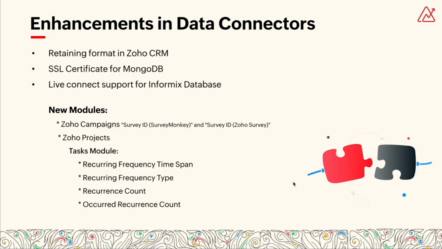Next up, we have also introduced new modules in Zoho Campaigns and Zoho Projects. So in Zoho Campaigns, we have the survey ID module. If your business is sending surveys as a part of your campaigns, then now you can track your business metrics for the surveys that are sent via campaigns as well. Similarly, in Zoho Projects, we've enabled the task module. Here you can track the recurring frequency time span, the recurring frequency type, the recurrence count, and the occurred recurrence count.